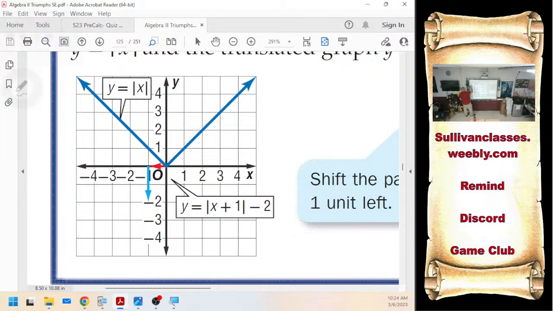Look at their equation. We're going to take this graph and I see plus 1 in the grouping. Left or right? To the left, to the left. So I'm going to take this and move it over here. I see minus 2 outside the grouping. Up or down?